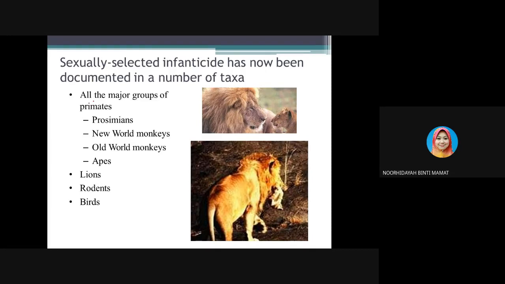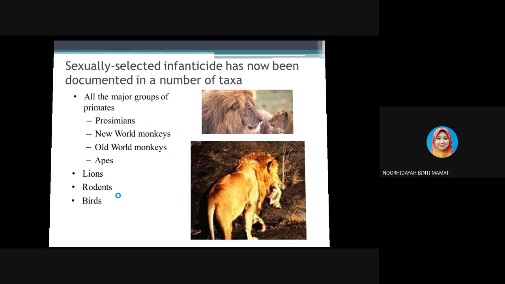So all the major groups of primates, for example, prosimians, new world monkeys, old world monkeys, apes. So all of these primate groups, they are common in infanticide. So we also documented the infanticide in the lion groups or rodent groups or bird groups.